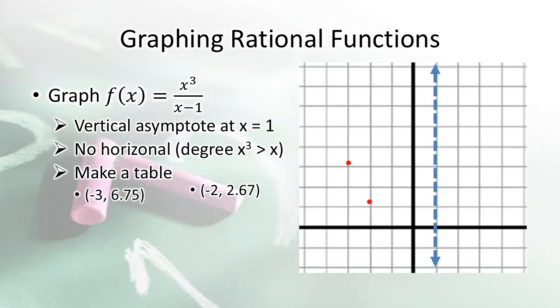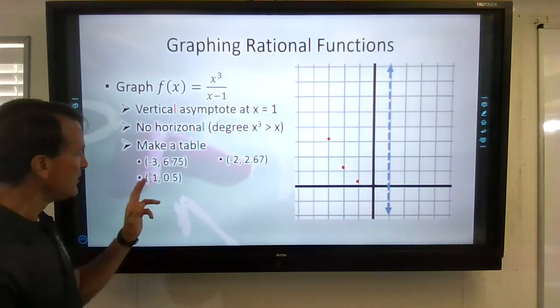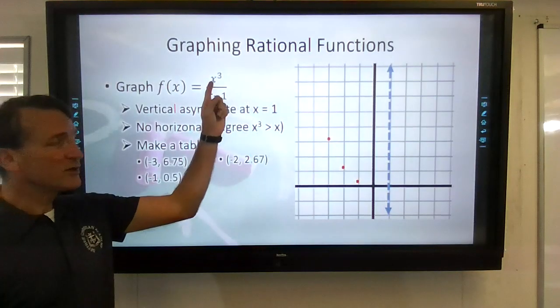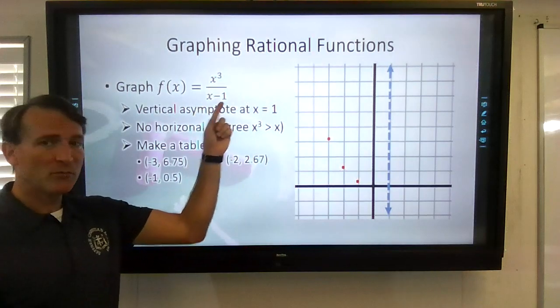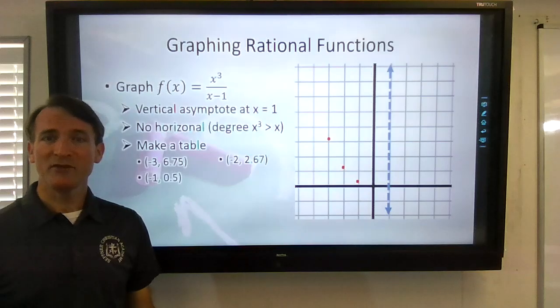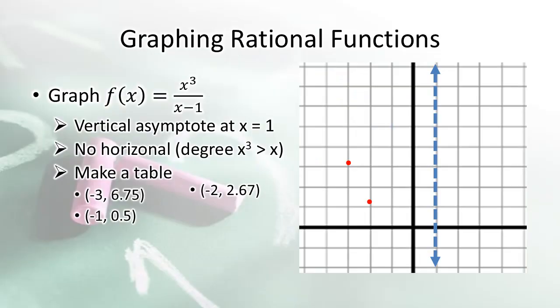A third point, as I get closer and closer to my asymptote, is -1. -1 cubed is -1. -1 minus 1 is a -2. So I have -1 over -2. That gives me a positive 1/2. So when x is -1, y is positive 1/2. If I move to 0, plugging in a 0, I get 0 in my numerator. I get -1 in my denominator. 0 divided by -1 is still 0. So 0, 0, my origin, is now on my graph.